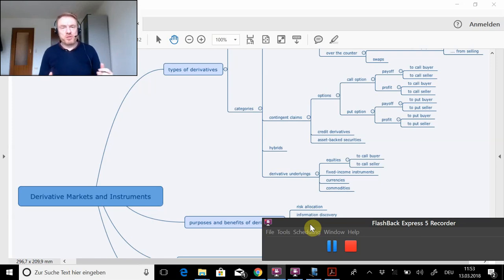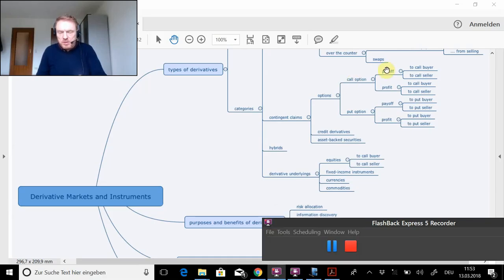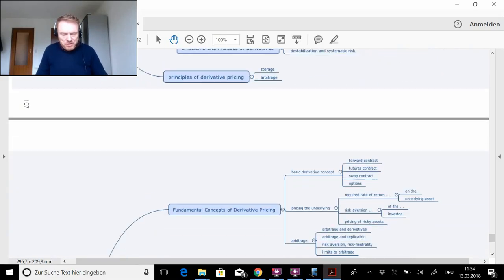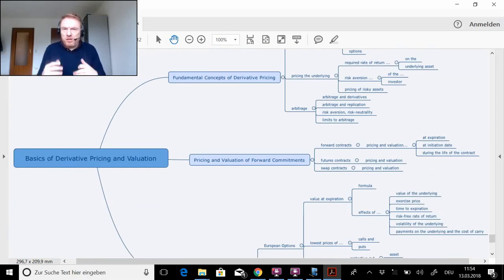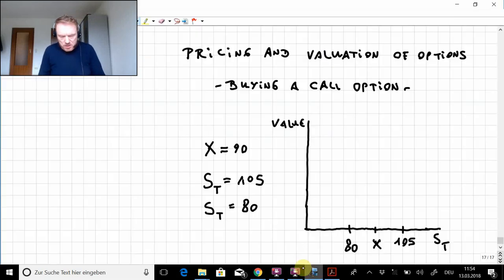We need to talk about call options. We need to talk about pricing and valuation of options. Let's take a look at my mind maps for CFA Level 1, derivative markets and instruments. There are the call options, including the payoffs of call options, including the profit the buyer can make. And then, of course, you need to understand the strategies combined with options like, for example, fiduciary calls, protective puts, and so on. Let's see what we're going to have.